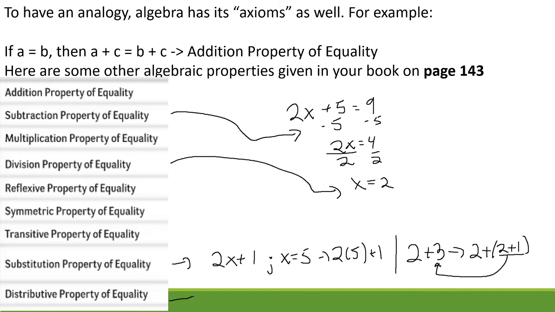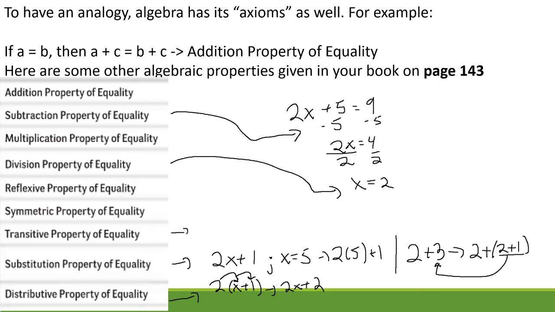Distribution is about that distribution stuff in algebra. So that means that you have 2 times x plus 1. Distribution says you can take that 2 and multiply it to both numbers and get 2x plus 2. So that's all distribution is, something you probably did in algebra quite a few times.